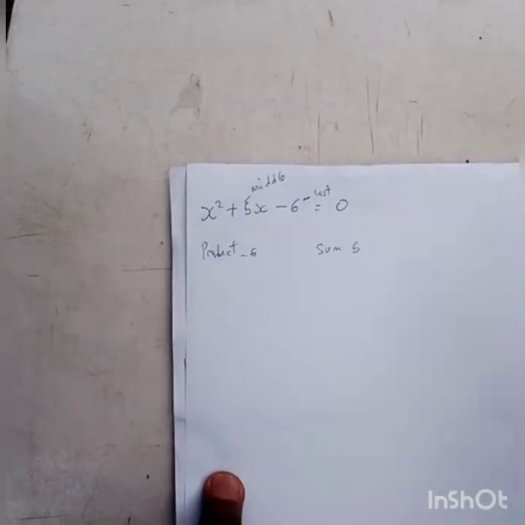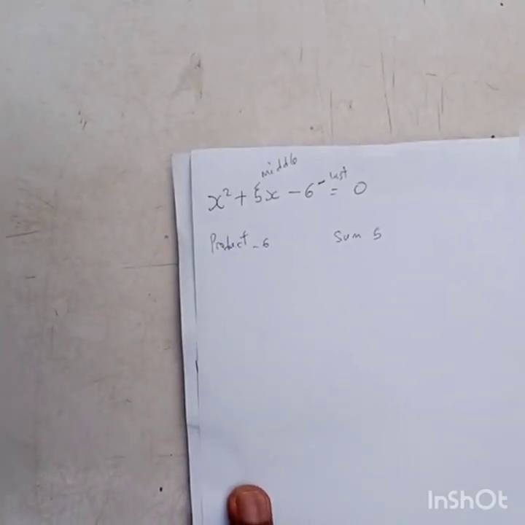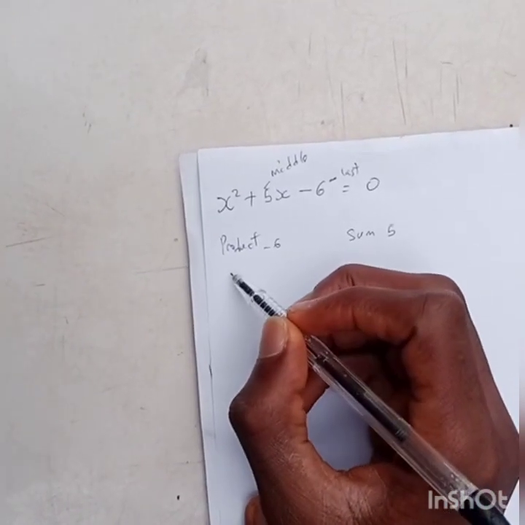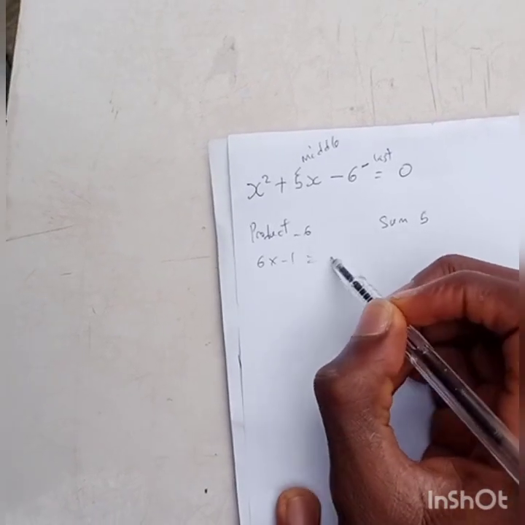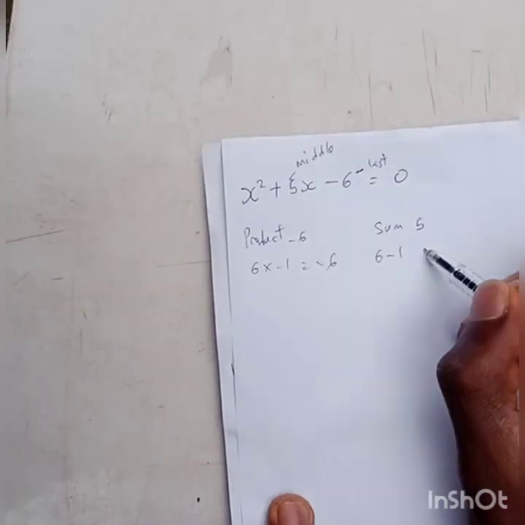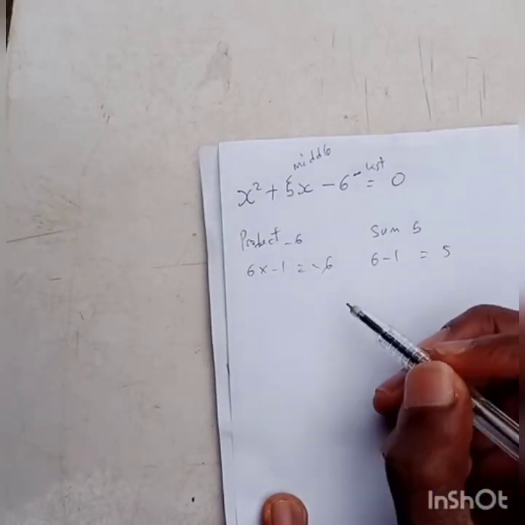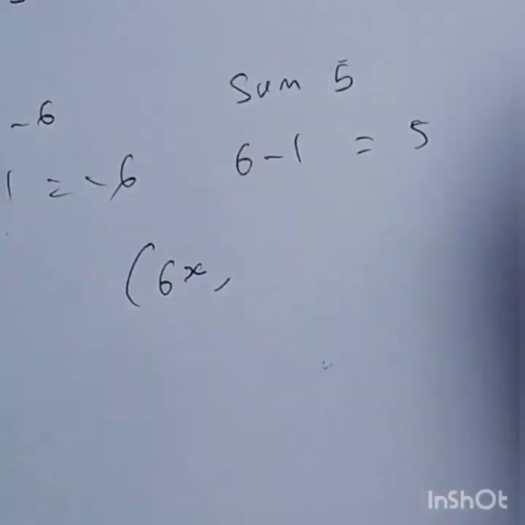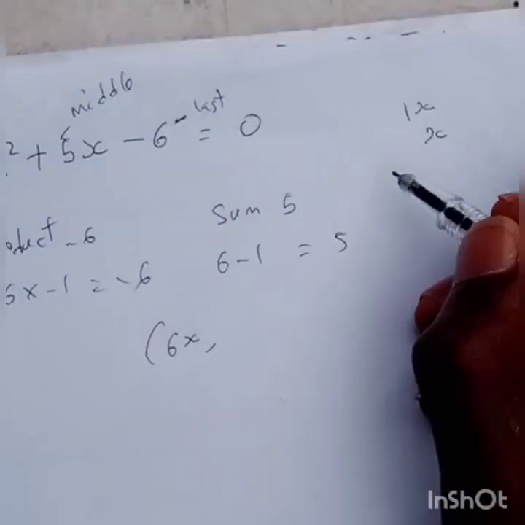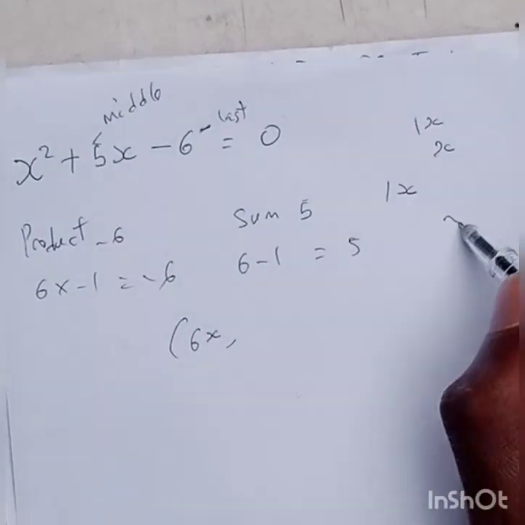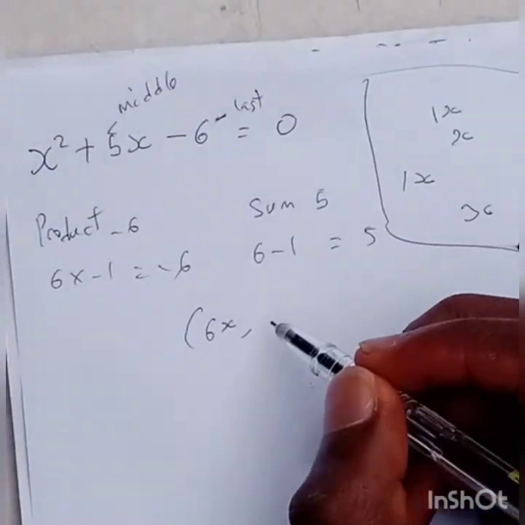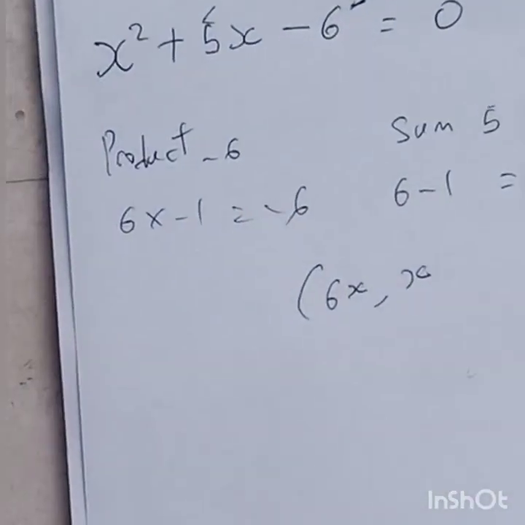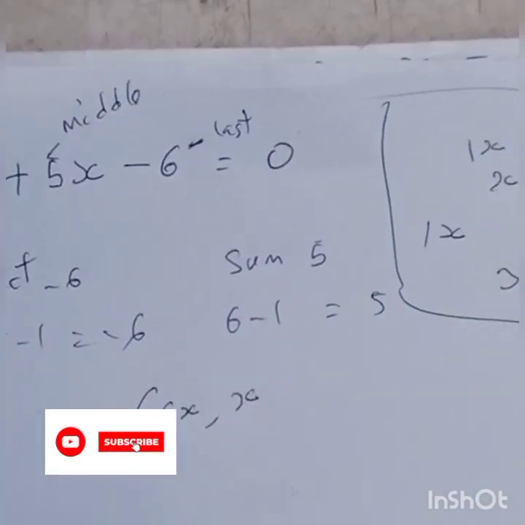And the two constants should be 3 and 2. No, that should be 6 and 1. So we have 6 times -1, that is -6, and 6 minus 1 is 5. So in this question, we are using 6x and 1x, and 1x and x are the same thing. In mathematics, we don't write 1x, we just simply write x. If it's 2 and so on, we write the number and x, but since it's 1, we write x.